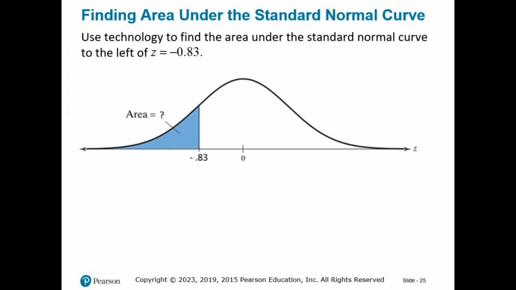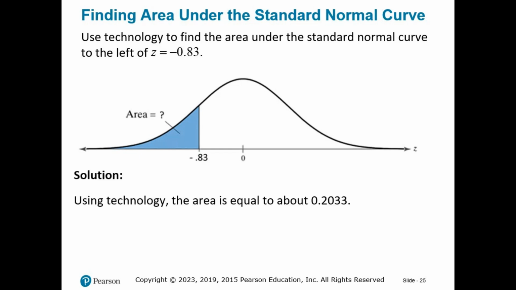Use technology to find the area under the standard normal curve to the left of z equals negative 0.83. Pause the video and do this now. Did you get it? You should have gotten about 0.2033. If that's not what you got, rewind the video and make sure you're entering correctly for this type of problem. You should have had a very large negative number for your left bound and negative 0.83 for your upper bound, and then 0 for your mean and 1 for your standard deviation.